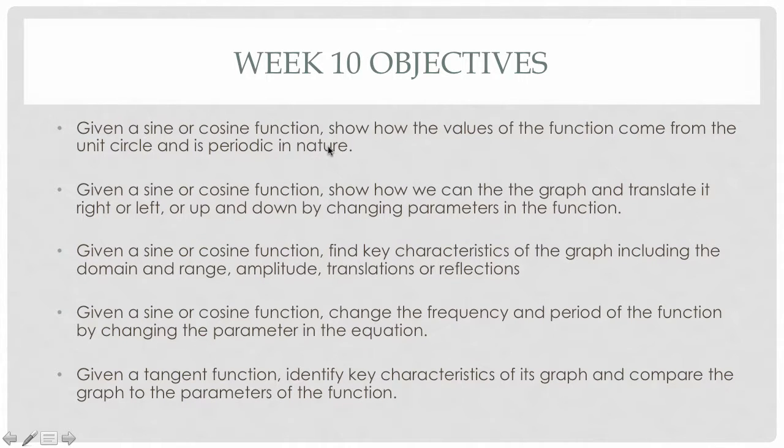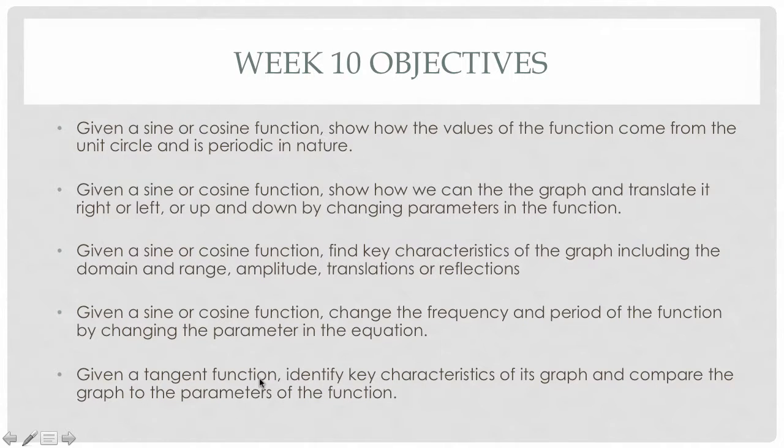If I give you a sine or cosine function, I'm going to show how the values of the function itself come straight from the unit circle. And we talk about this idea of being periodic in nature. We're going to show how we can take the function itself, take the graph, and then do some translations by changing the parameters. We're going to find key characteristics of the graph, including domain, range, amplitude, and translations. We're going to talk about frequency and period by also changing the equation. Then we're going to look a little bit at tangent functions.